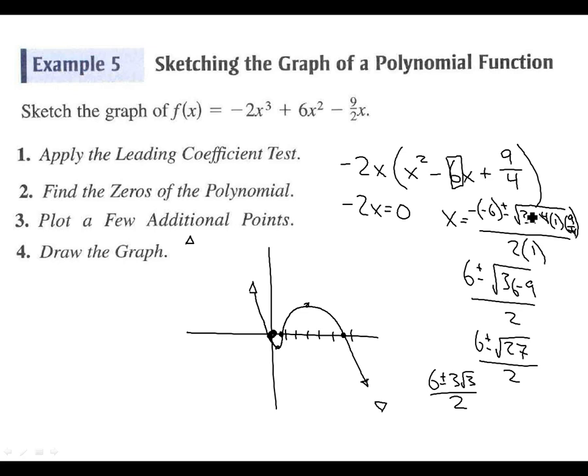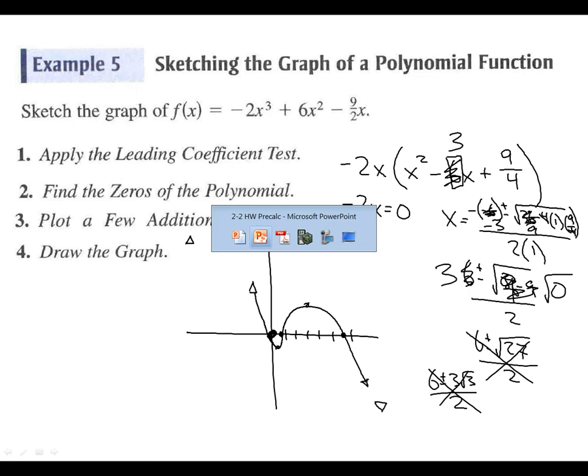So this should be 9 in the middle. Let me clean this up. Forgot to factor out my 2, so that should be a 3. And so 3 squared is 9, and 9 minus 9 is 0, square root of 0. And this shouldn't be a 6 either. This should be a 3. And so we're going to have 3 over 2. And let's see if that's where we end up.